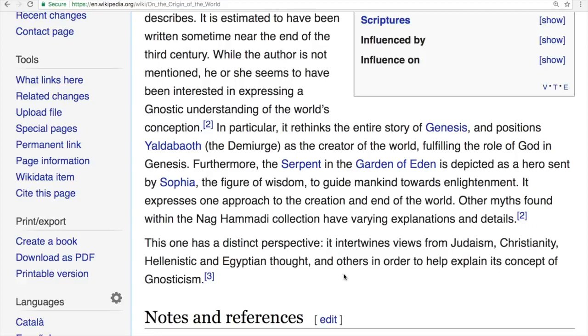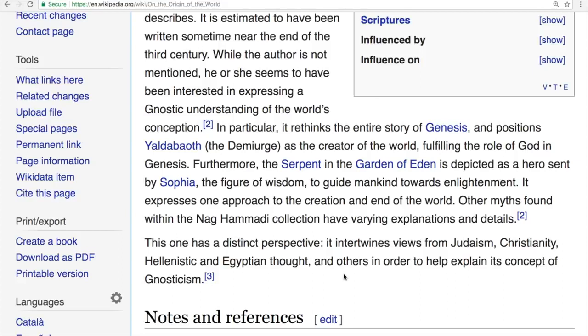Furthermore, the serpent in the Garden of Eden is depicted as a hero sent by Sophia, the figure of wisdom, to guide mankind towards enlightenment. It expresses one approach to the creation and end of the world. Other myths found within the Nag Hammadi collection have varying explanations and details. This one has a distinct perspective.